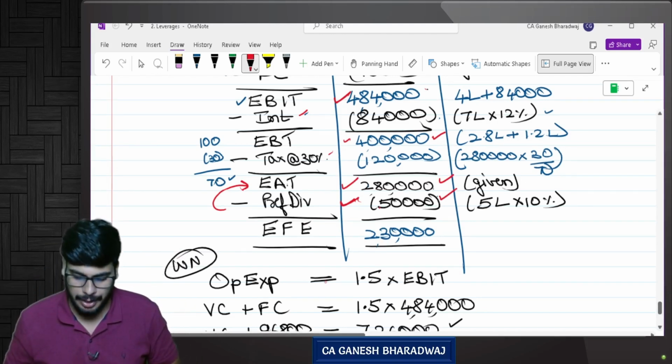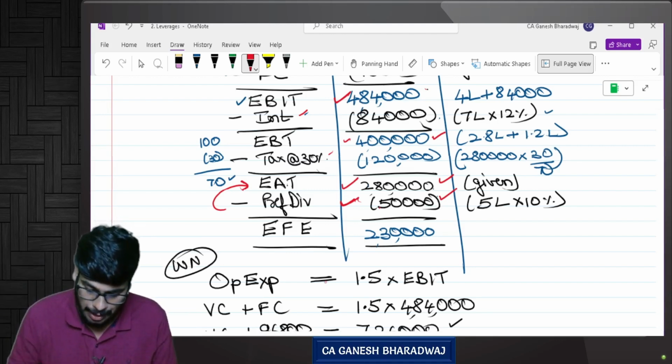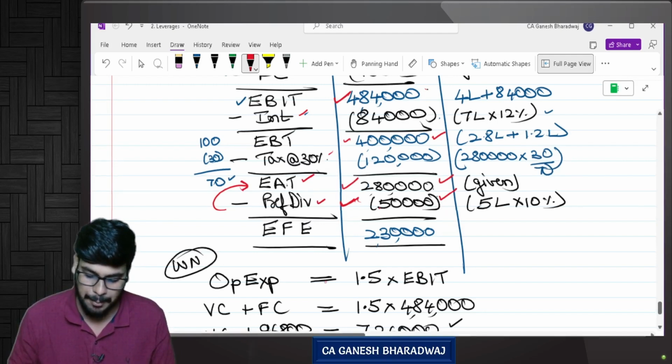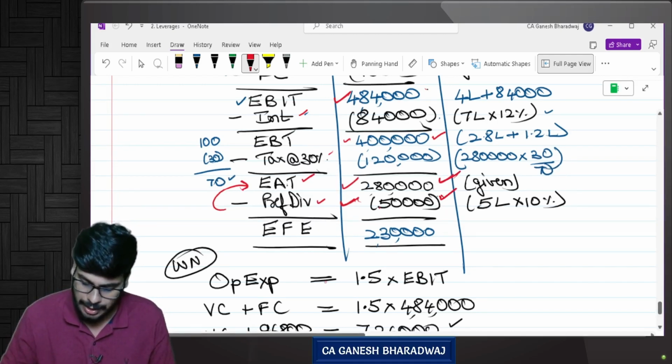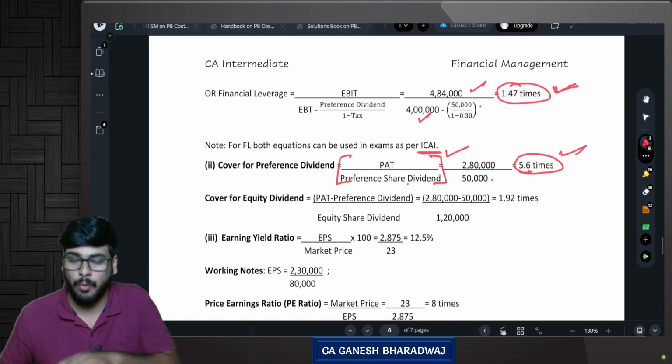So what we are doing is, we are actually finding out the coverage ratio, the preference dividend coverage ratio. The formula is earnings after tax divided by preference dividend. That is 2,80,000 divided by 50,000. How much is it coming out to? It is coming out to 5.6 times. What is the meaning of this?